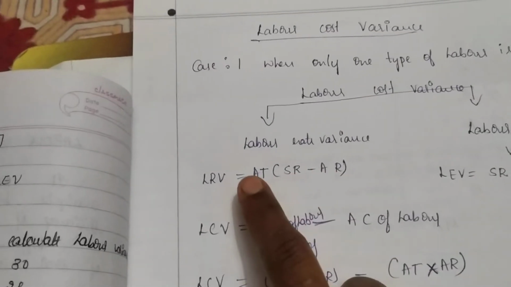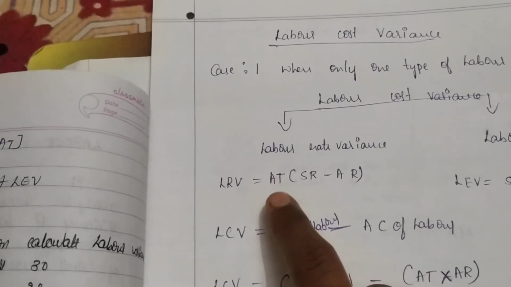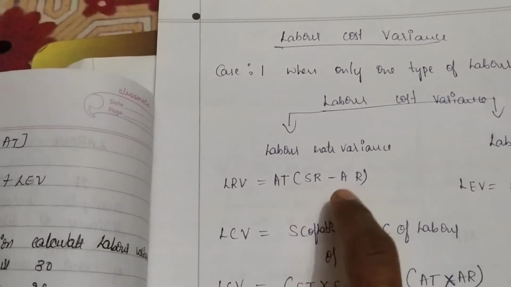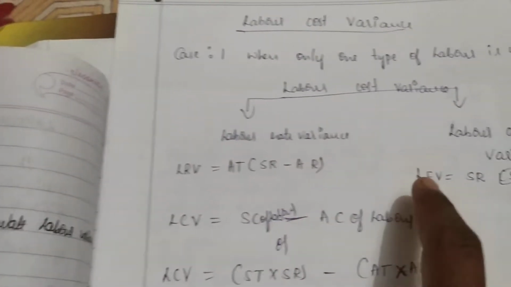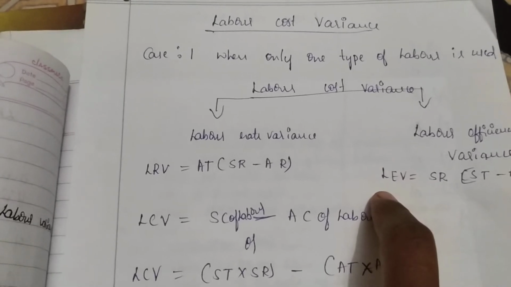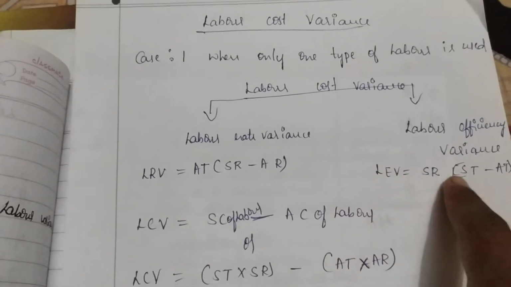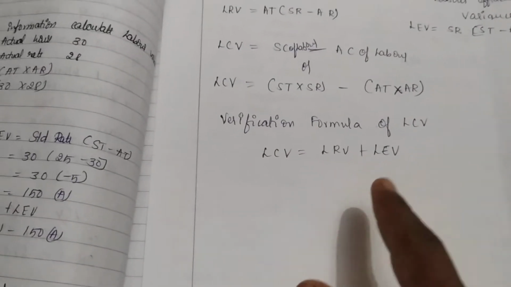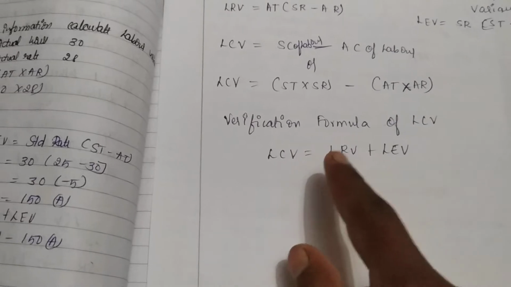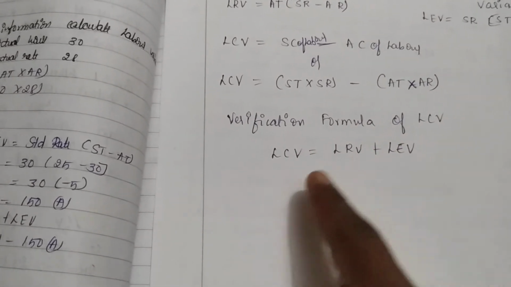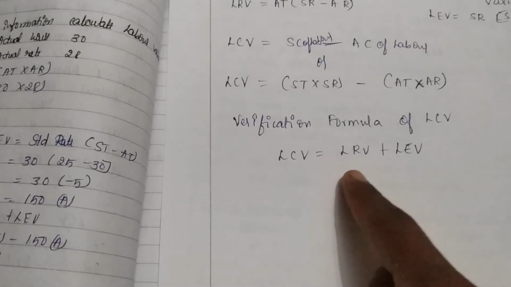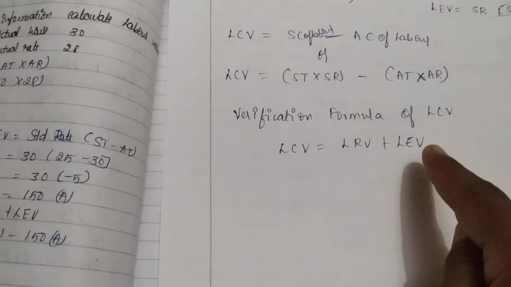Next is labor rate variance. Rate variance equals actual time into standard rate minus actual rate. Next, labor efficiency variance equals standard rate into standard time minus actual time. The verification formula of labor cost variance: LCV equals LRV plus LEV, that means labor rate variance plus labor efficiency variance.